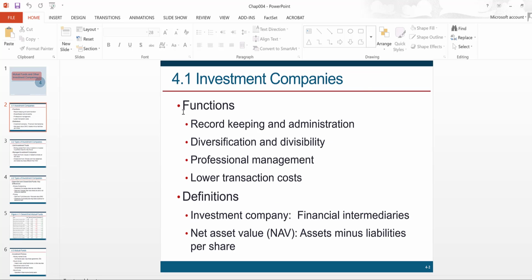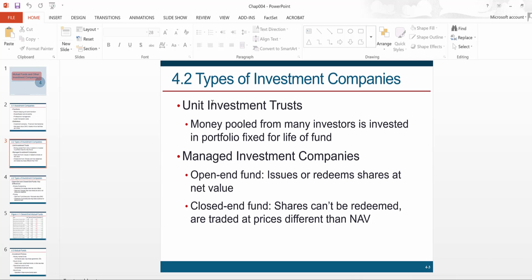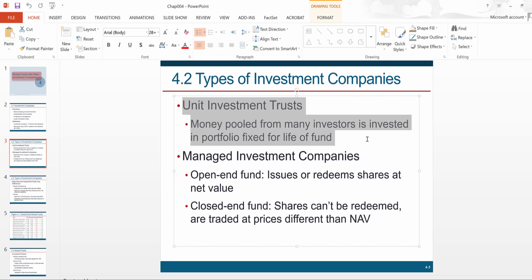Again, like I said, most of our focus is going to be on mutual funds, but I do want to talk about some other types of investment companies as well. So one of those investment companies is unit investment trusts. Unit investment trusts are also pooled investment vehicles. Unit investment trusts are unmanaged.